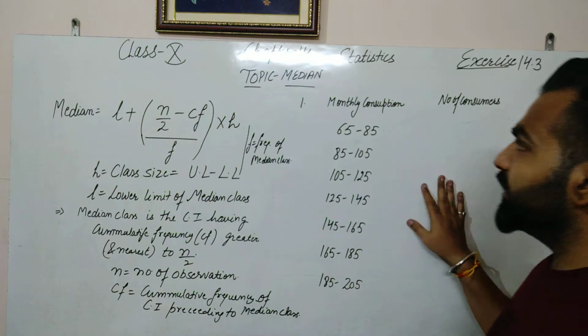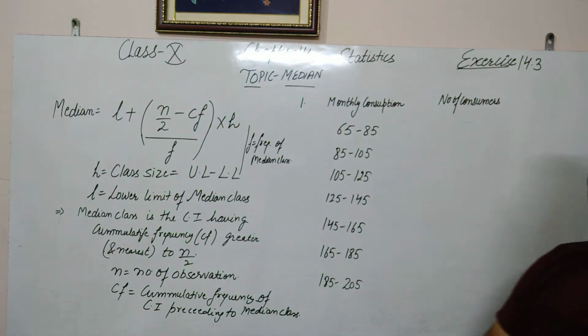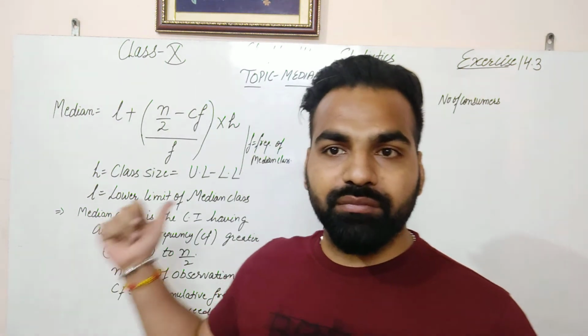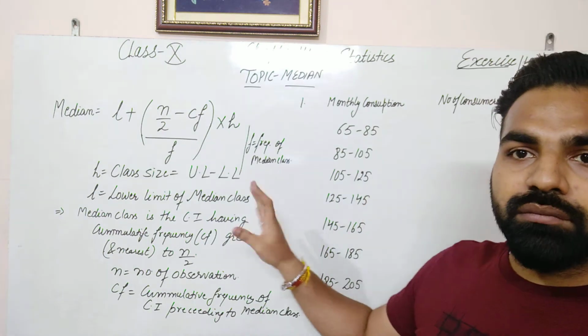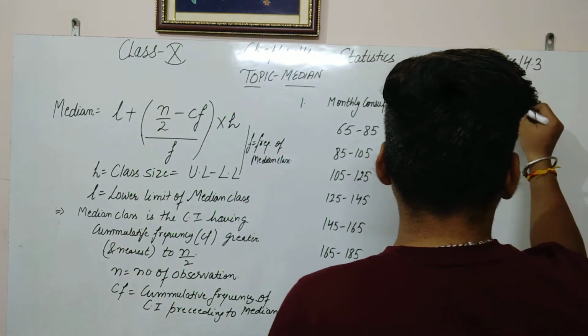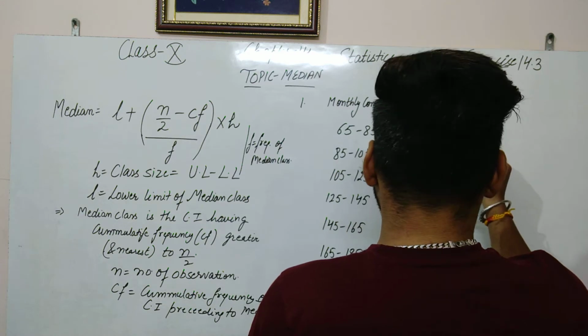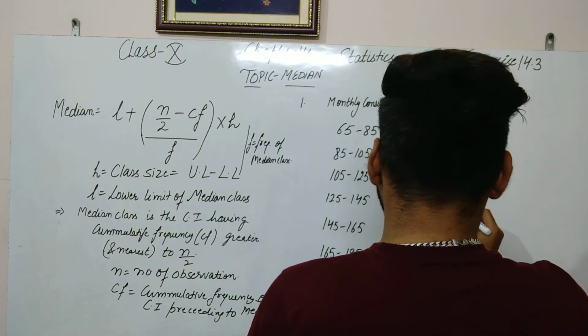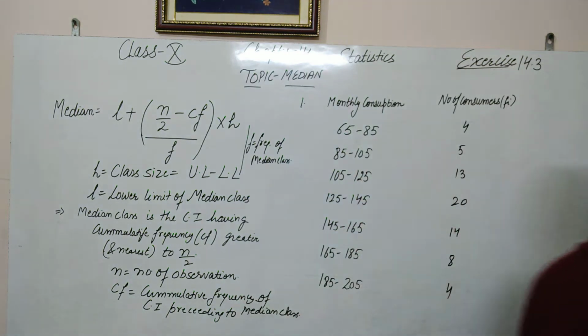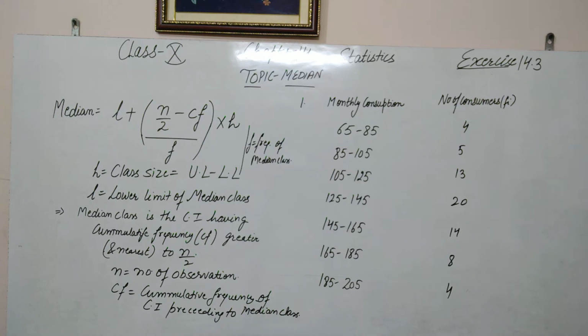So let us see question number 1 of exercise 14.3. In the book it is given to find the mean, mode and median, but here I am discussing only the median part. Mean and mode you know how to calculate. So the number of consumers are given here, which is equal to, these are basically FIs, 4, 5, 13, 20, 14, 8, 4. So these are the FIs which are given here.